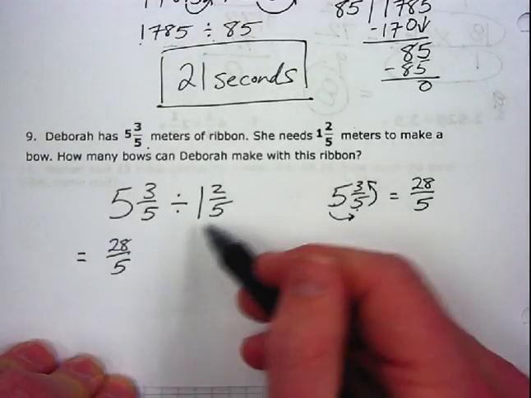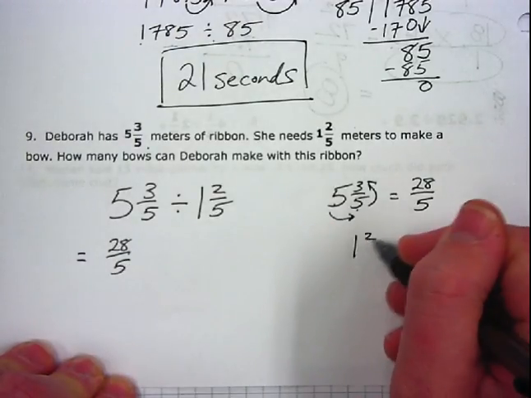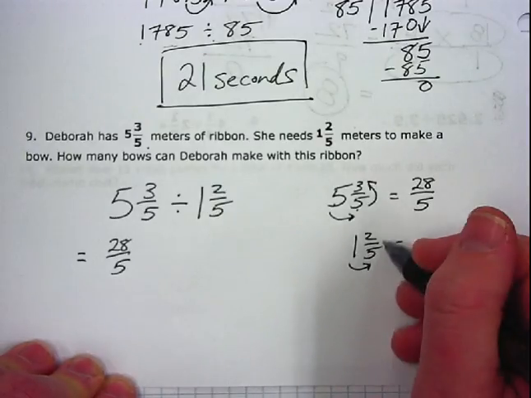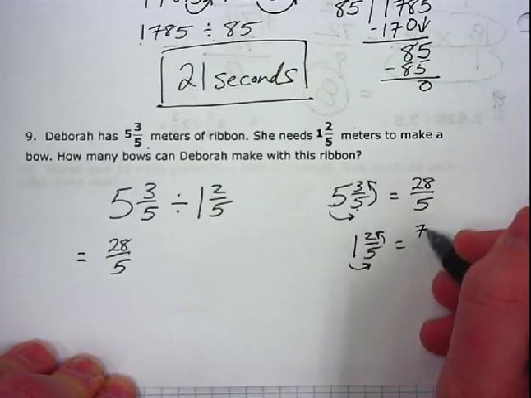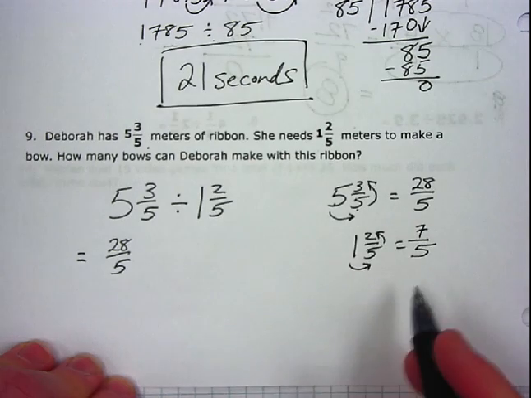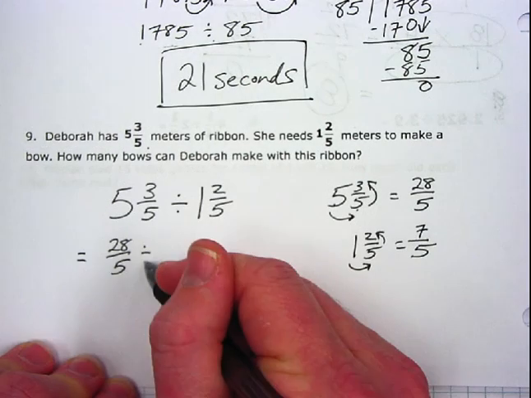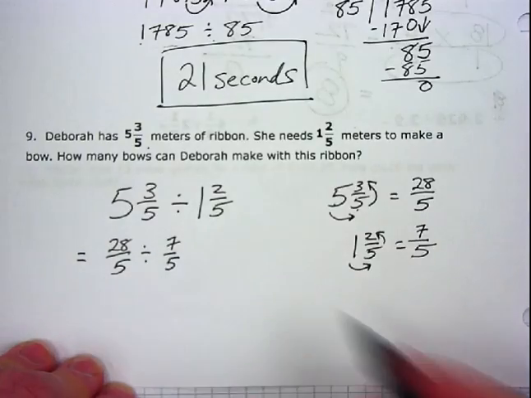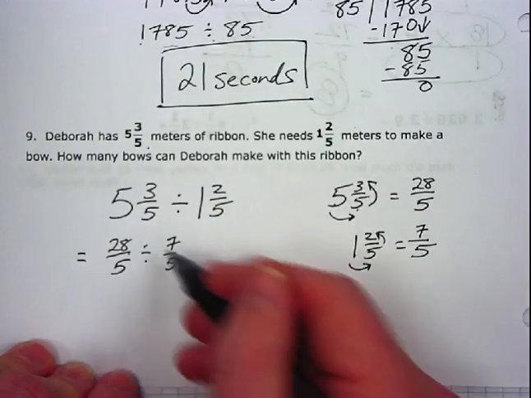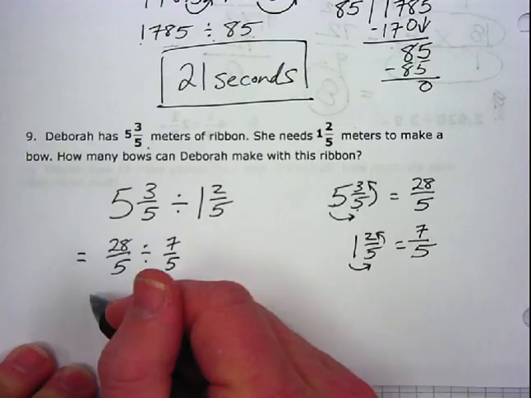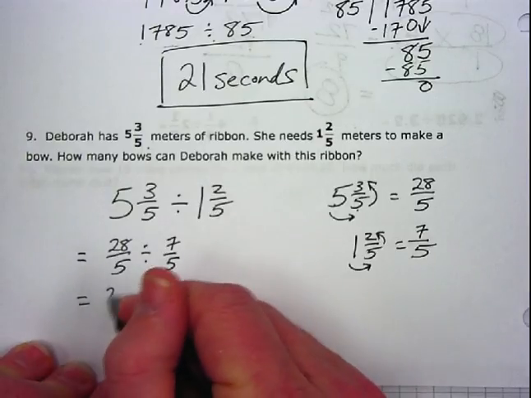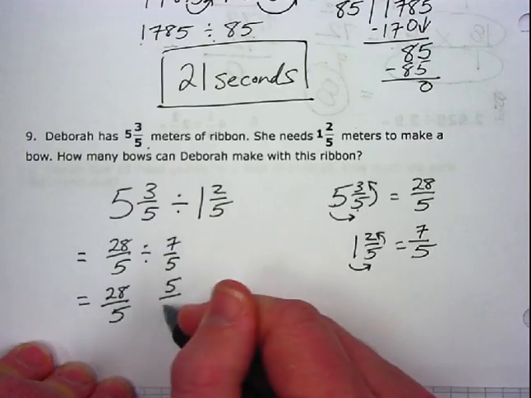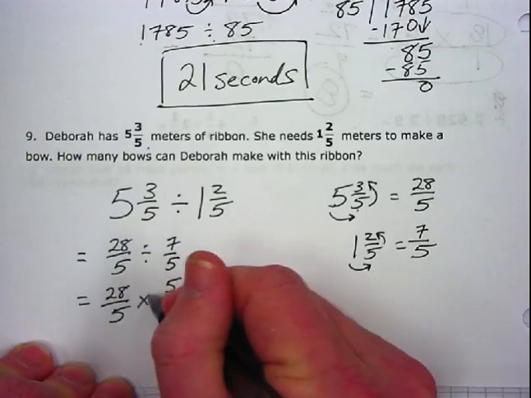Then I look at my 1 2/5. I want to change that into an improper fraction as well. 1 times 5 gives me 5, plus the additional 2, that gives me 7. 7 fifths is what I'm dealing with here. So really my division problem is 28 fifths divided by 7 fifths. Now, whenever I'm dividing fractions, don't you cry, flip the second number and multiply. So I keep my first number the same. I change my second number to its reciprocal, 5/7, and then I multiply.